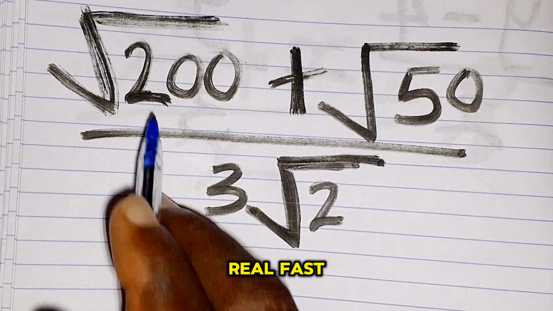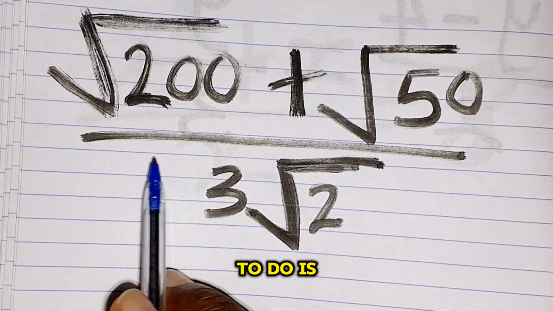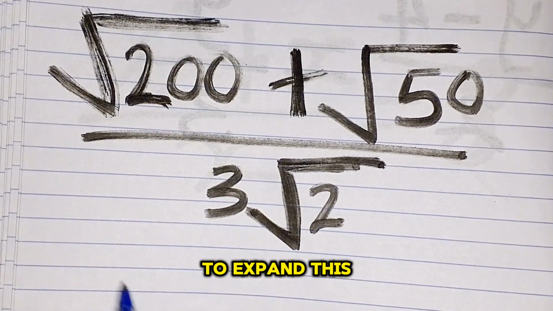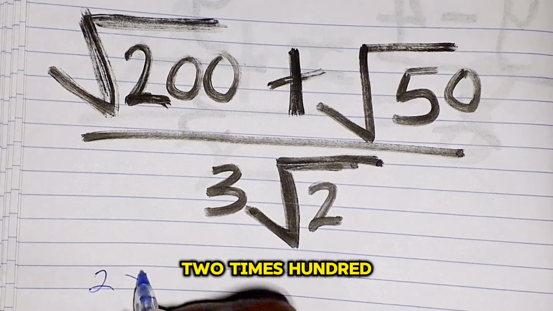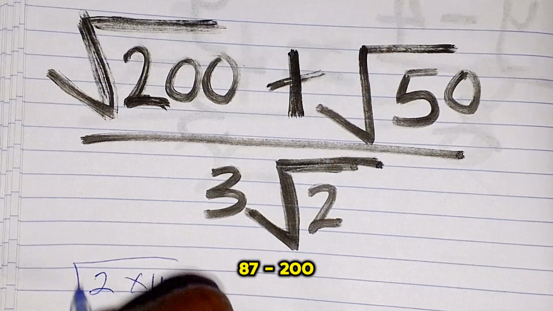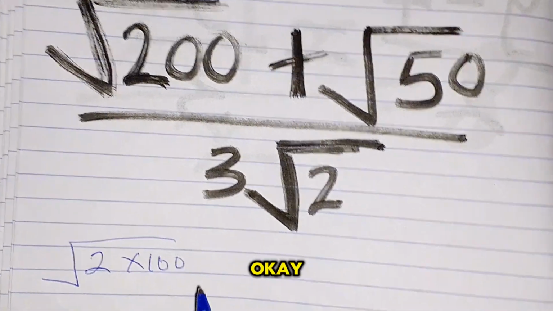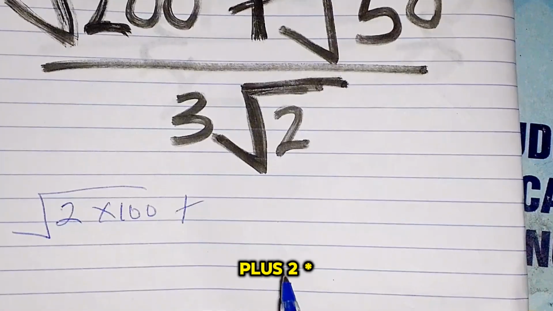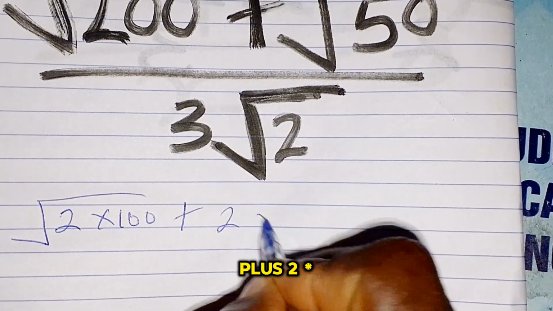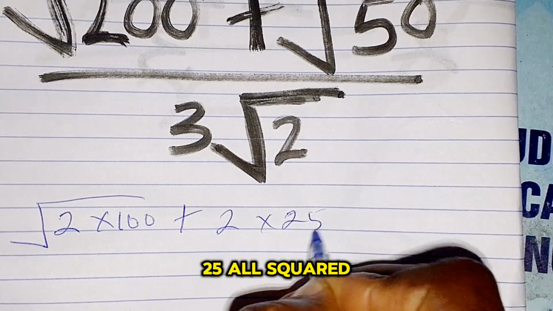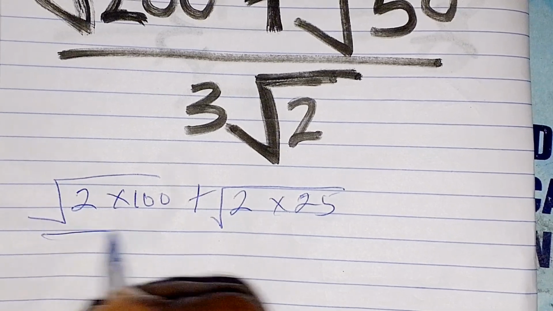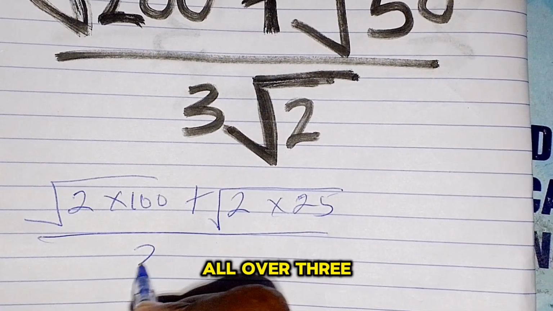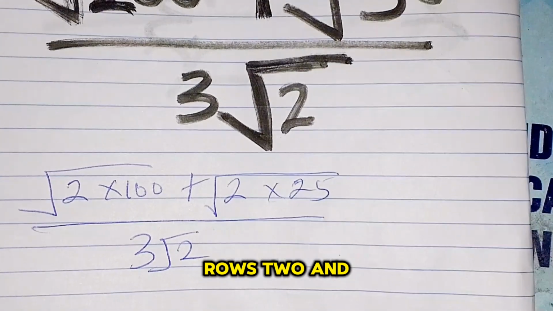To solve this real fast, what you need to do is to expand this, alright? So we have 2 times 100, it is something as 200, okay? Plus 2 times 25 all squared, alright? All over 3 root 2.